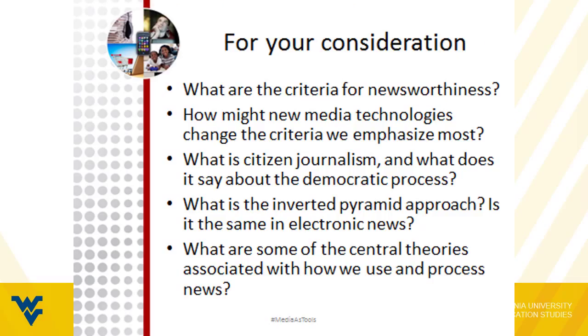So as we start this chapter, there's a couple of things I want students to consider. First, what are the criteria for what we call newsworthiness? Another thing is how might new media technologies change the criteria we emphasize the most? What is citizen journalism and what does it say about the democratic process? What is the inverted pyramid approach and is it the same in electronic news? And what are some of the central theories associated with how we use and process news?